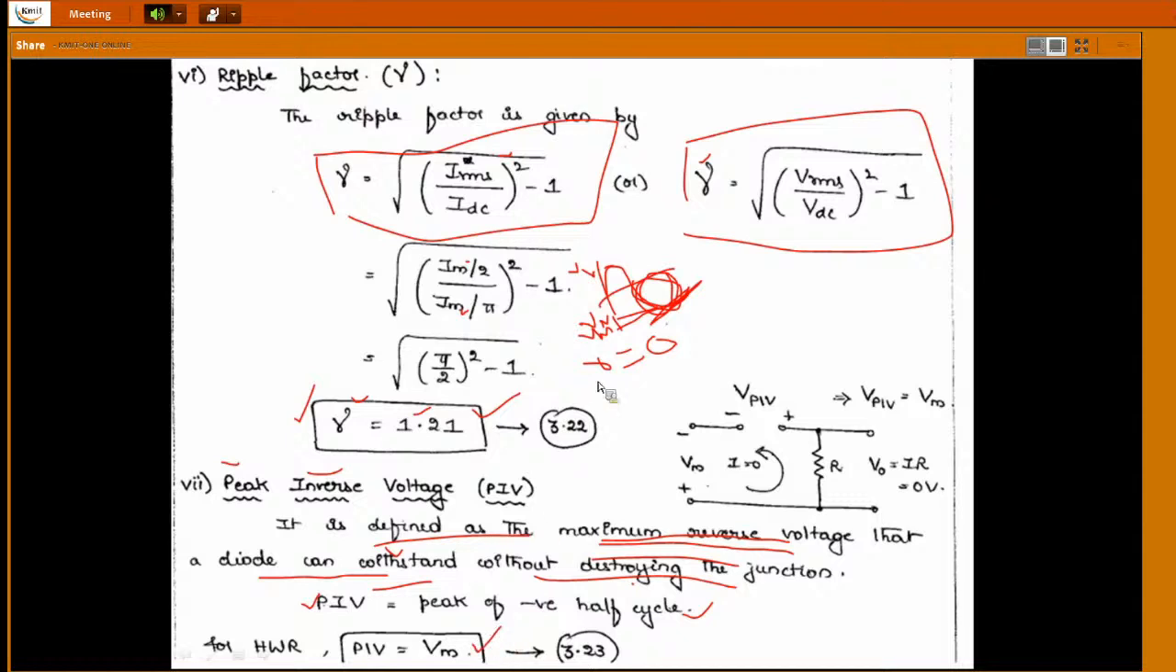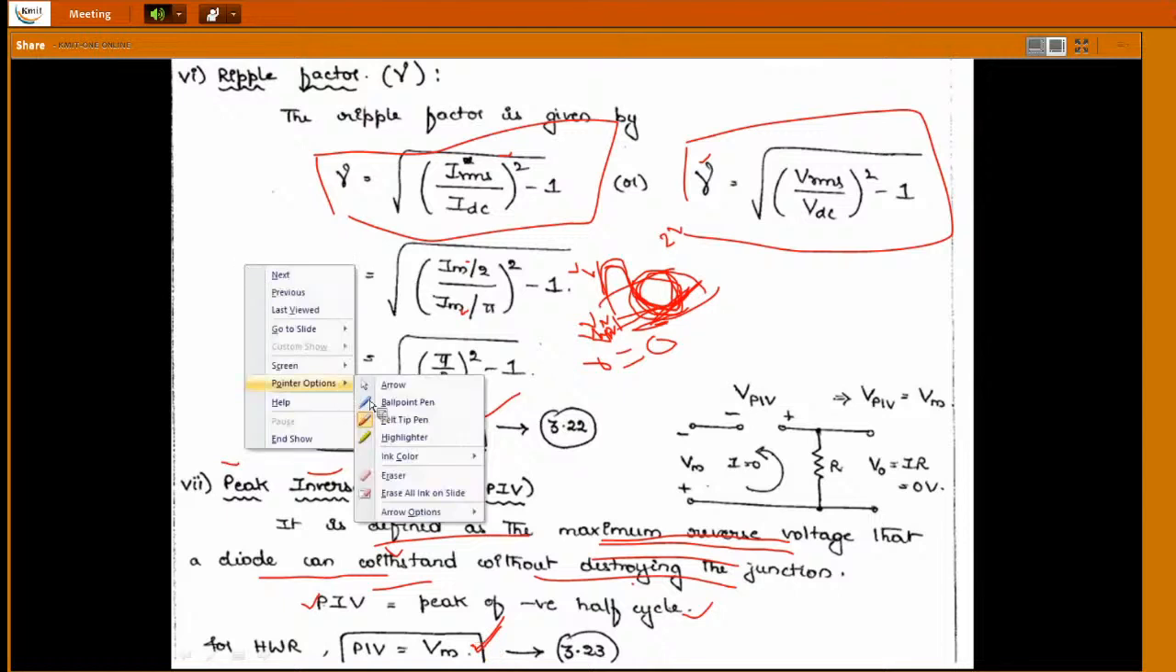Why is it Vm? During the negative cycle, the maximum... see, if you consider the complete cycle, the value is the positive Vm plus Vm, which is 2 Vm. But how to calculate the peak inverse voltage? Peak inverse voltage is for the negative half cycle only. For the negative half cycle, what is the maximum value you have? Vm is the maximum value. That's why the PIV value is given by Vm. There is no expression for this, only the definition for peak inverse voltage. The peak inverse voltage of a half wave rectifier is the Vm value.